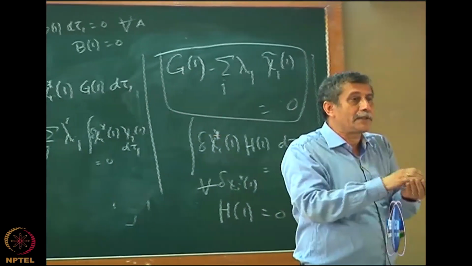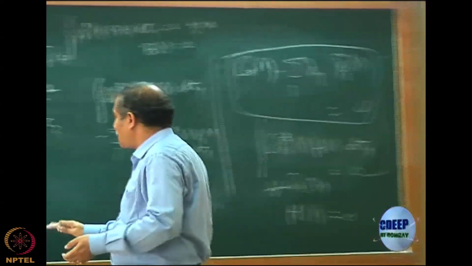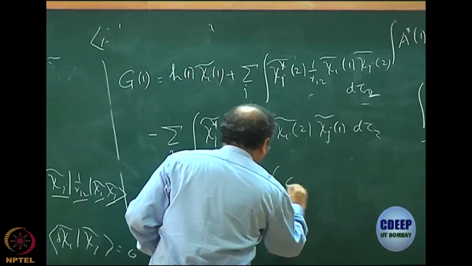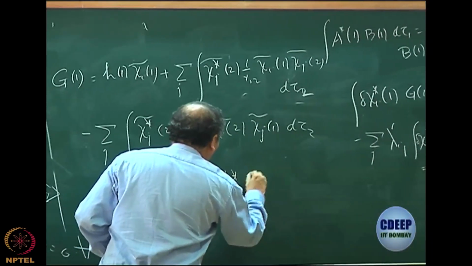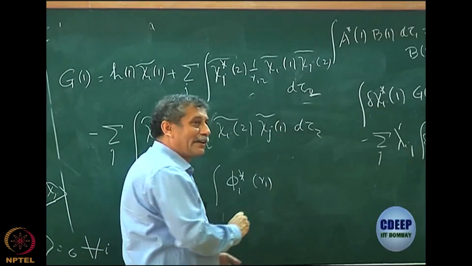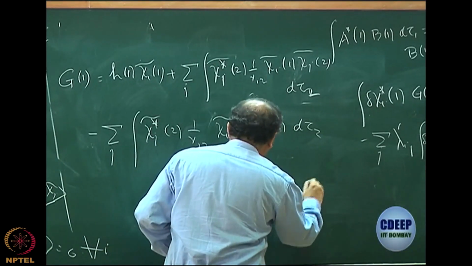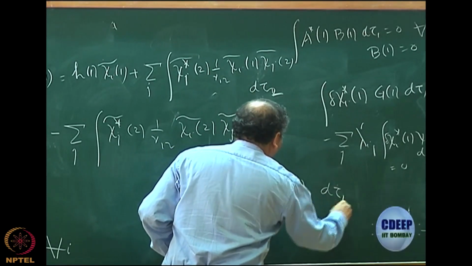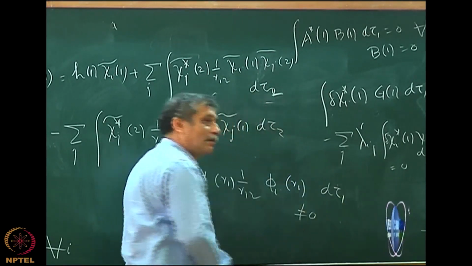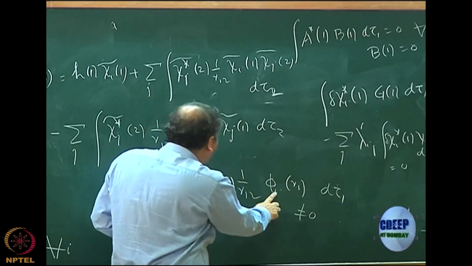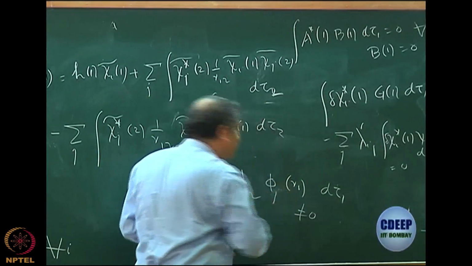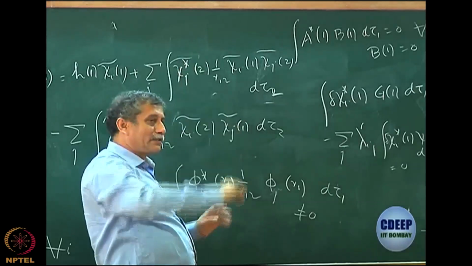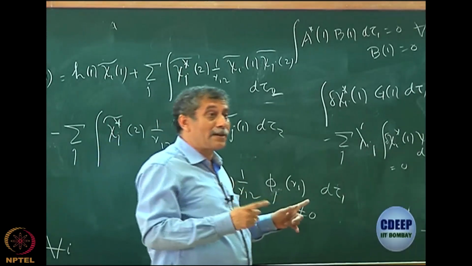Because space orbital... if I have phi I star r1, 1 by r12, phi I r1, d tau 1, is it 0? Let's say they are orthonormal. Let's say it is ij. I don't care, even if they are orthonormal. Is it 0? I mean, that's a very fundamental point.